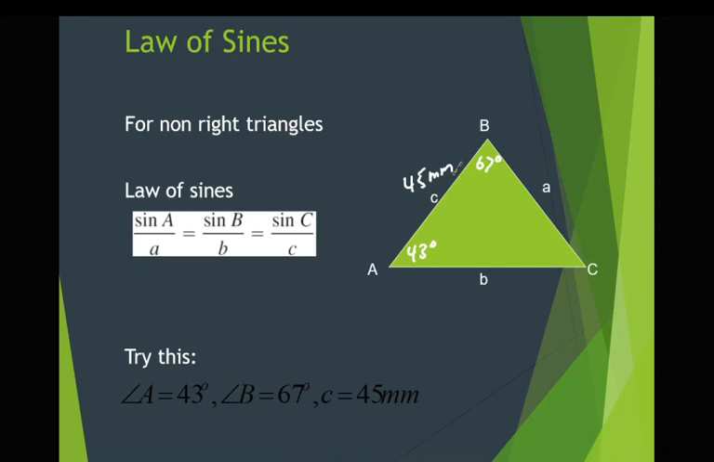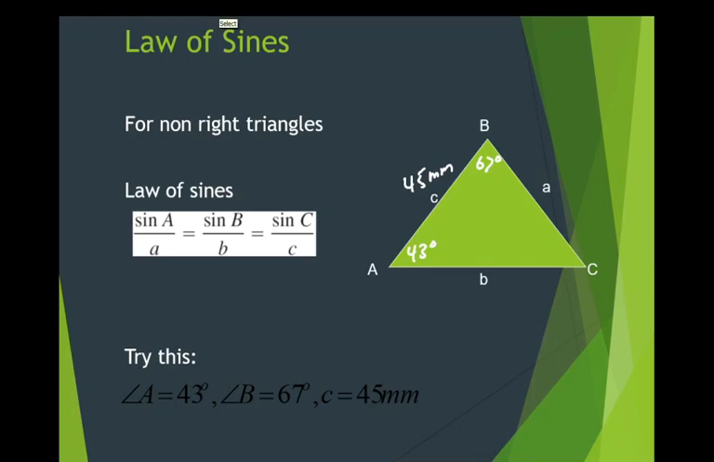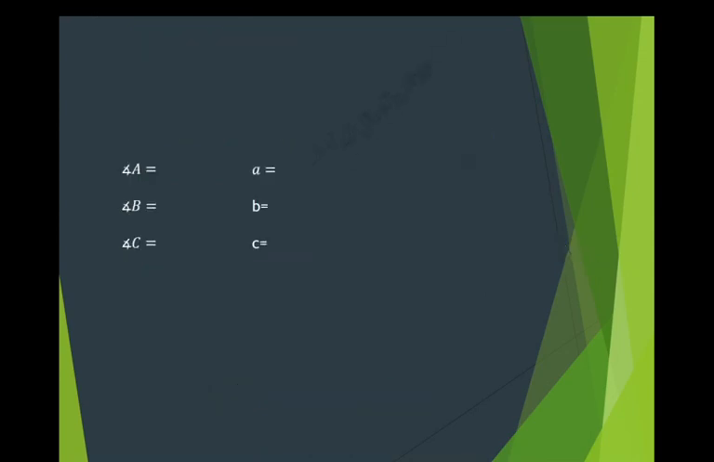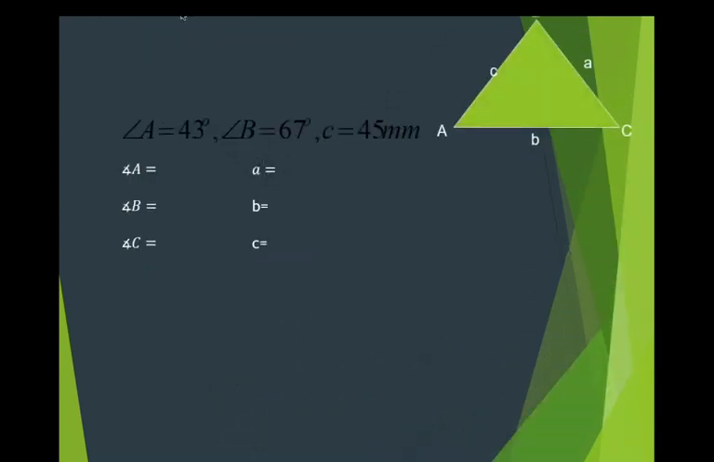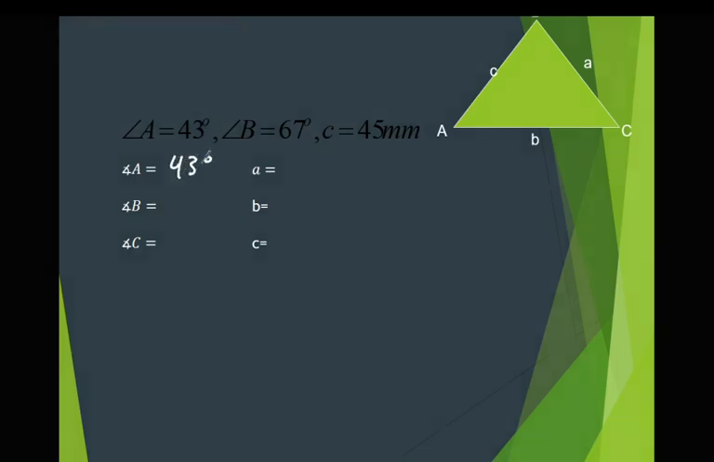Okay, so we're going to use law of sines. It's one of our cases. This is angle, side, angle. So again, we're going to do the same thing. We're going to set up our equation. So like I said, I'm going to put 43 degrees here. B is 67 degrees. C is 45 millimeters. I need to find this angle, this side, and that side. Okay, and this is what I expect to see when I see your work for these. Okay, I expect to see angle A, angle B, angle C, side A, side B, side C.